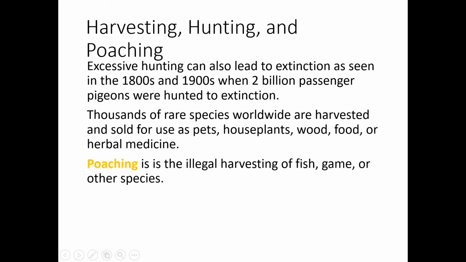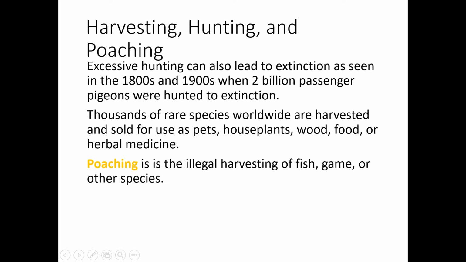So another way that humans are going to be influencing extinction is overhunting, and especially the idea of poaching. Poaching is the illegal harvesting of fish, game, or other species. Basically, the government will identify a certain type of species that is endangered, and they'll say, this species is near extinction. We need to limit or just completely eliminate anybody being able to hunt these species for food or for profit.